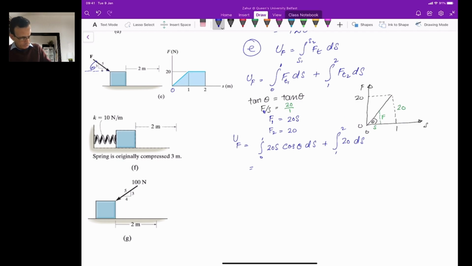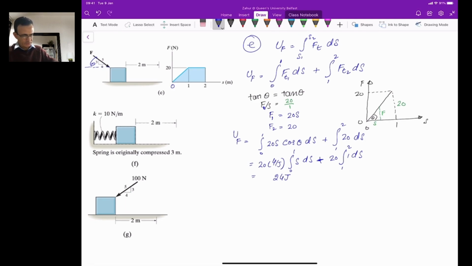So it will become 20, and cos theta here is just 4 by 5, and this is 0 to 1 s ds, and this will become 20, and 1 to 2 1 ds. So it's just a very simple integration. If you do the integration, you will get 24 J here. So this is how you will solve this part here.